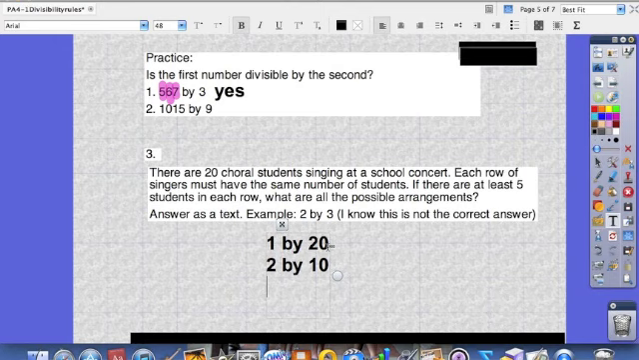Could I make rows with 3? Nope, 3 is not a factor of 20. How about 4? Yes, so 4 by 5. So these are all of the possible arrangements of students at the school concert. Also, they are the factors of 20.